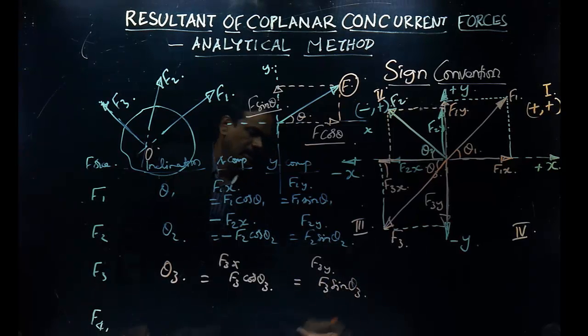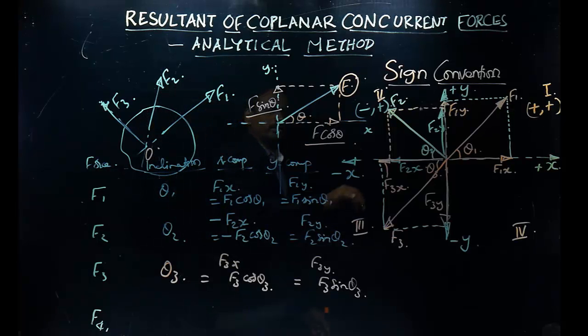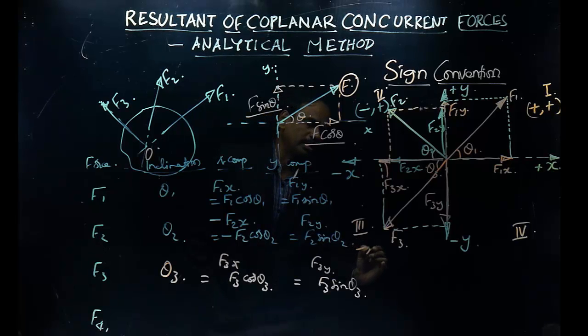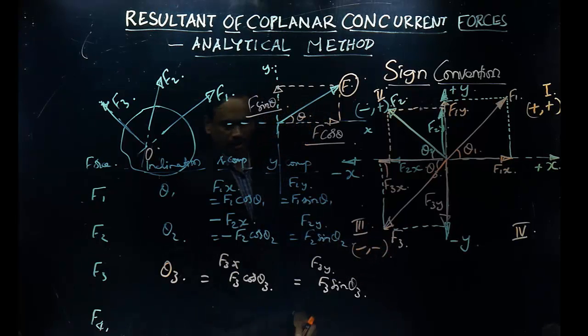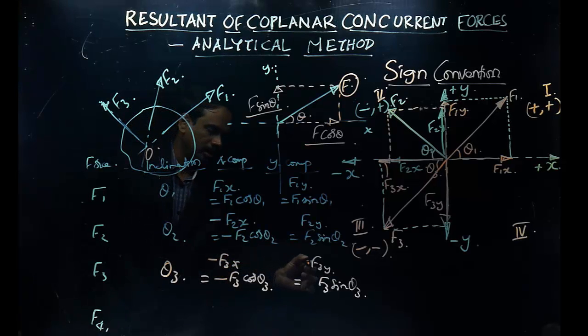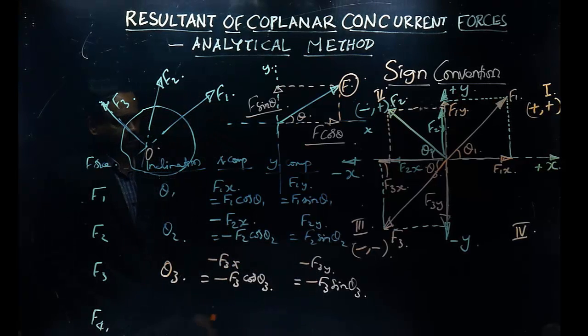3. And looking at the sign convention, you will notice that x component is pointing along negative x-axis and y component is pointing along negative y-axis. As a result, both the components will be negative in the third quadrant. So you have to put a negative sign here, negative sign here.